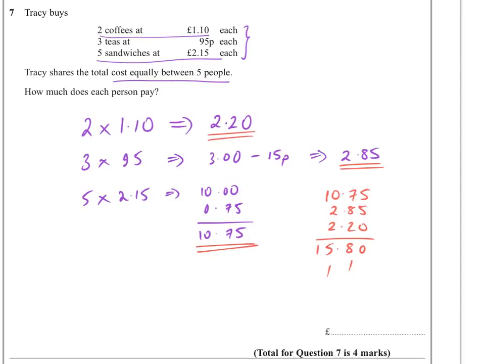And what we're going to do then is share that cost equally between 5 people. So you've probably done that on your calculator, but if you want to practice your division skills as well while you're revising, then we're going to have 1 remainder 3. So we're going to have £3.16. That's what each person would pay. So not too bad a question, especially with a calculator. That's absolutely fine.